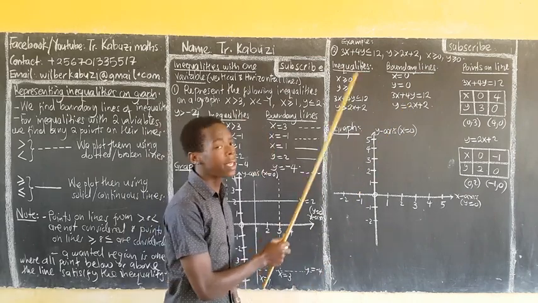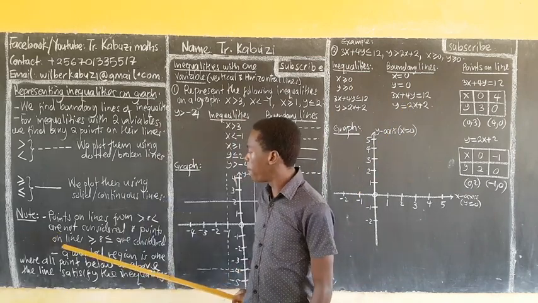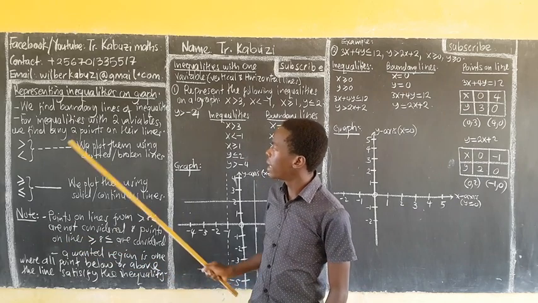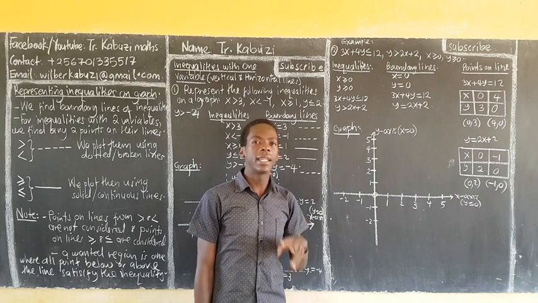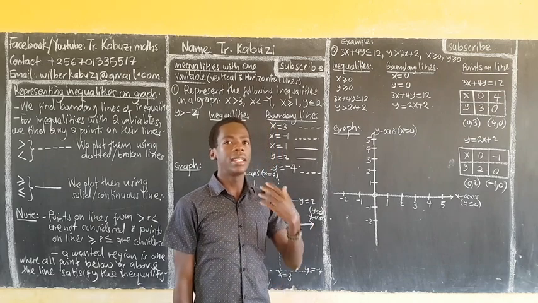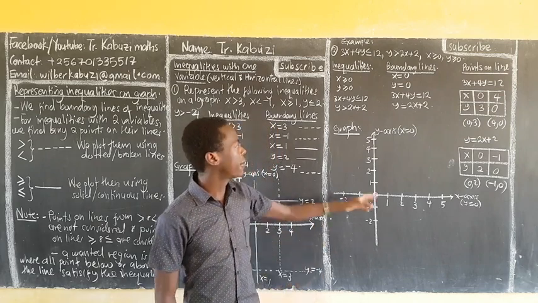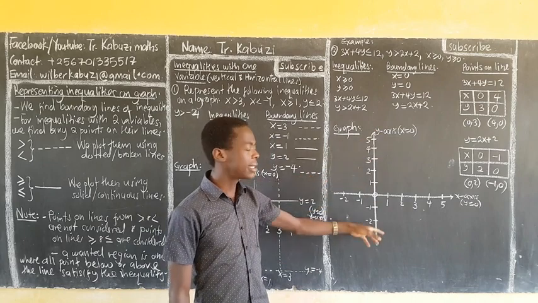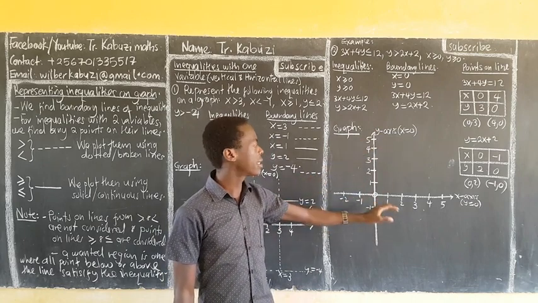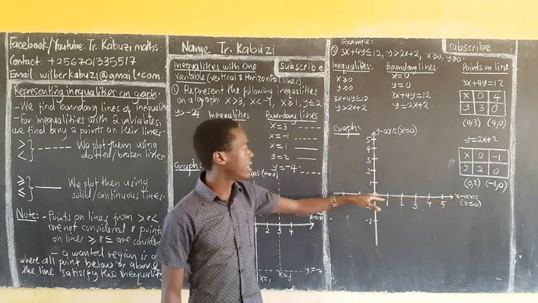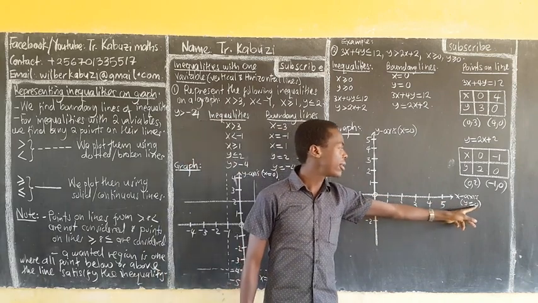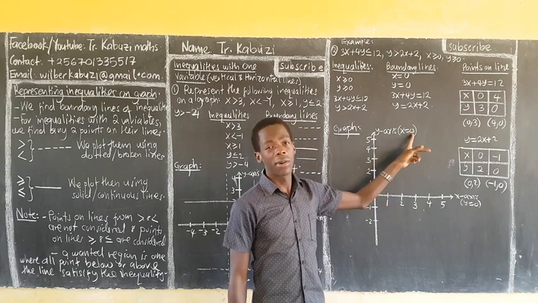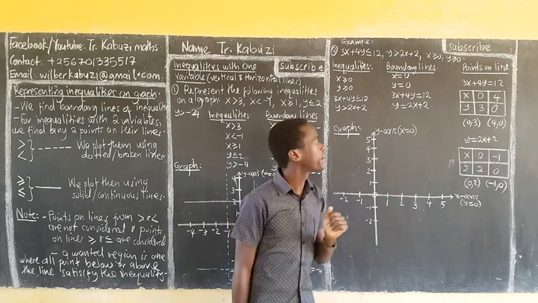Now we say for two variables, we need any 2 points on that line. How do we get points? The easiest points to get are the ones we call the intercepts. We have the y-axis intercept and the x-axis intercept. The y-intercept is where x equals 0, and the x-intercept is where y equals 0.